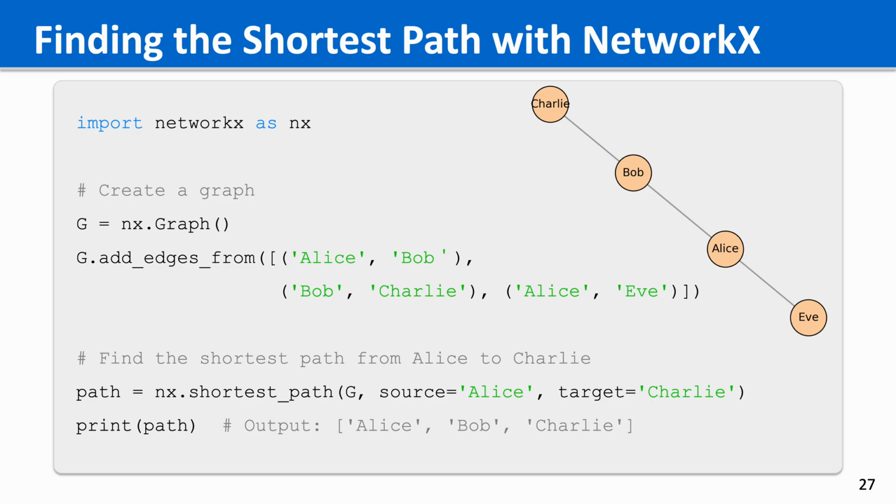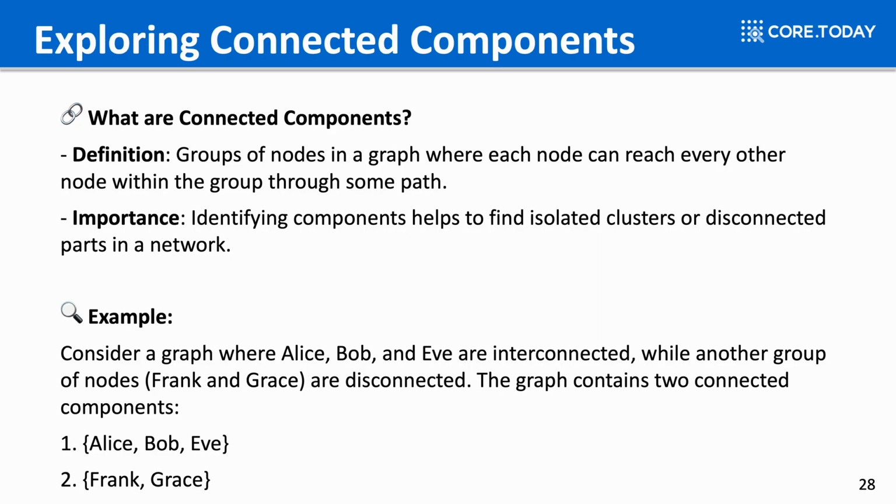This code snippet demonstrates how to find the shortest path between two nodes, Alice and Charlie, using NetworkX. First, we define a graph G and add some edges. Then, with the nx.shortest_path function, it calculates the optimal route. Fun fact: algorithms like Dijkstra's or BFS, breadth-first search, often run behind the scenes for this calculation.